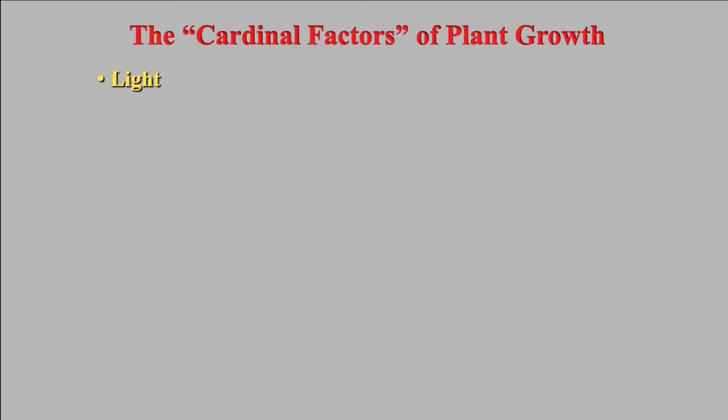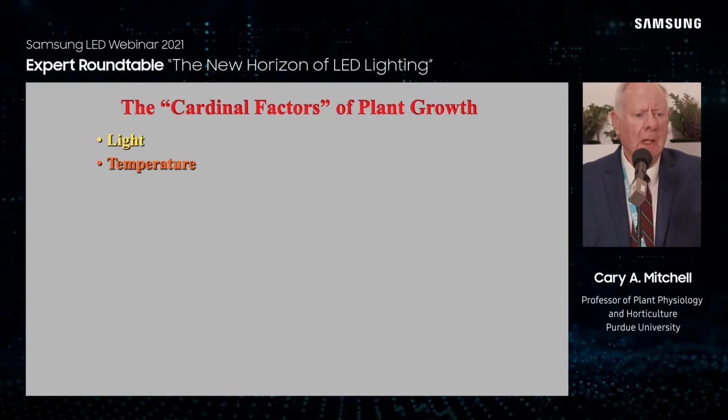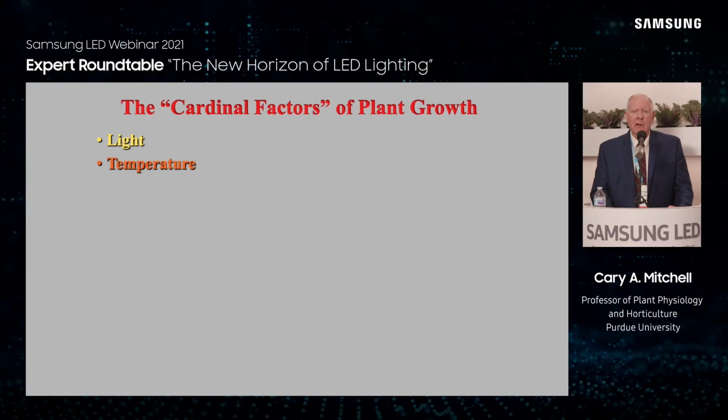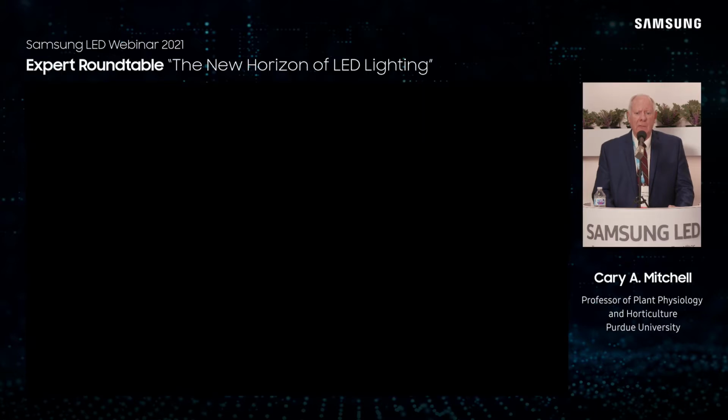The first one, of course, is light, the one that gives the energy and the signals for plant growth and development. The second is temperature, and we all know that unlike humans, plants cannot internally regulate their own body temperature. So they are completely at the mercy of the environment in which they grow. So that means in a controlled environment, you have to be very aware of the plant's needs in terms of temperature and address that.